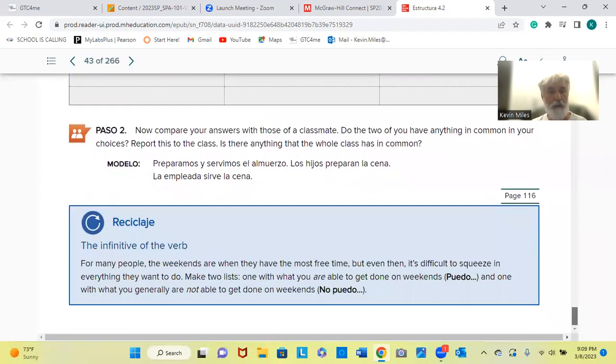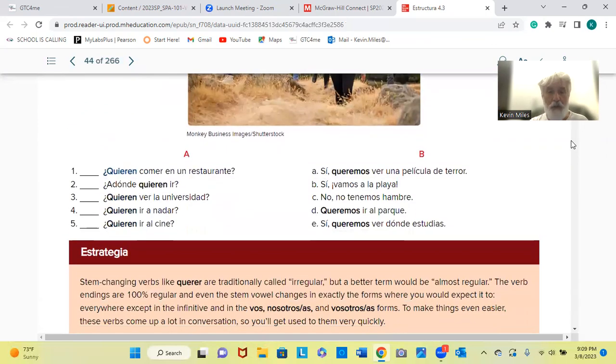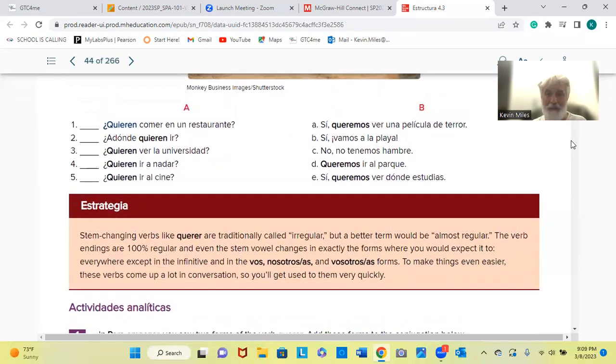What else do we need to know? Okay, so the next section is of grammar, estructura 4.3. Are the verbs where the E of the stem goes to IE. Again, familiarize yourselves with these verbs and please be prepared to conjugate them and know what they mean. Okay, there's not that many. Querer, a very important verb. That QU is pronounced like a hard C or K. Querer, you should know that verb. It's to want. All right.